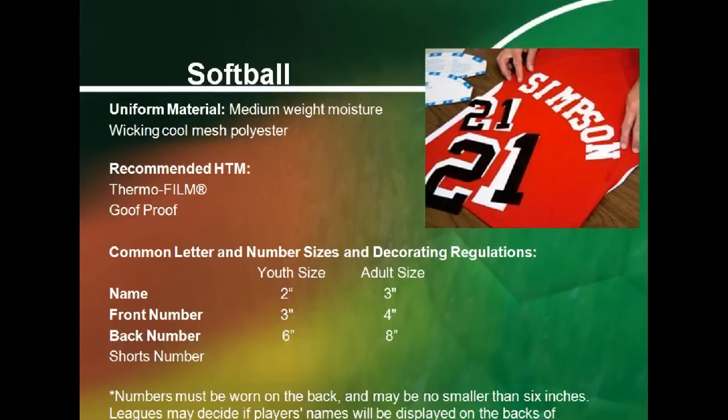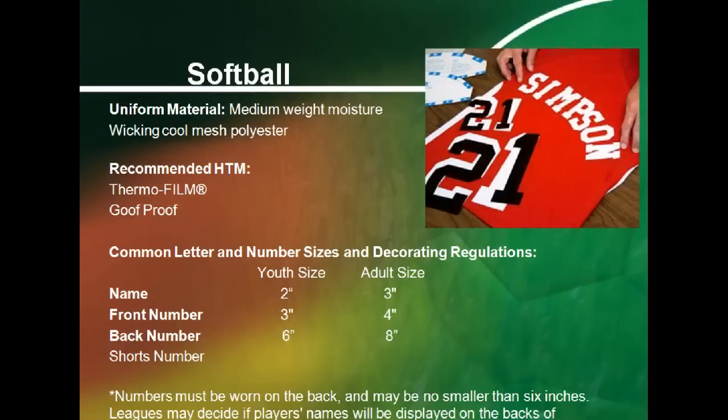Also thermofilm is perfect for it. And then once again, a goof-proof plastisol transfer. So for the number sizes, the name, once again, 2-inch for youth, 3-inch for adult. I've also, like I said, seen 2 inches standard for adult size as well. For the front number, 3 and 4-inch, it's pretty much the same as baseball. The back number, 6-inch or 8-inch. And then for the shorts, the number is typically 3-inch or 4-inch.